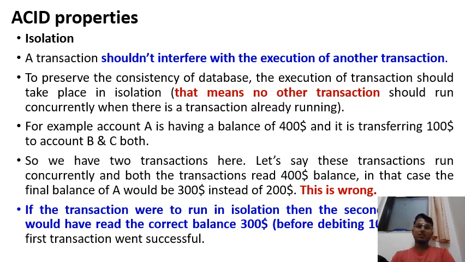Isolation: a transaction shouldn't interfere with the execution of another transaction. To preserve the consistency of the database, the execution of a transaction should take place in isolation. That means no transaction should run concurrently when there is a transaction already running. For example, account A has $400 and is transferring $100 to B and C both. So we have two transactions here. If they run concurrently and both read the $400 balance, the final balance could be 100 instead of 200. This is wrong.